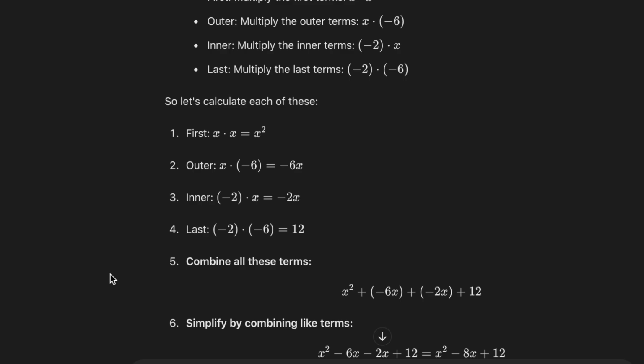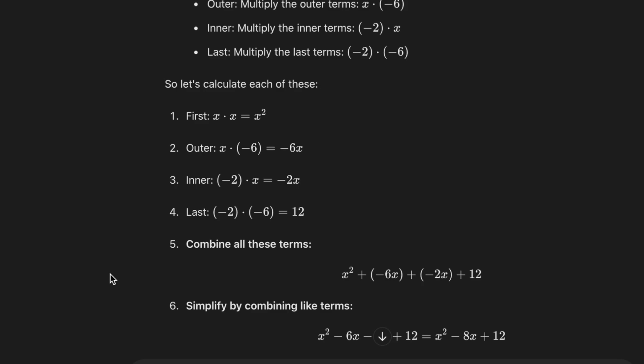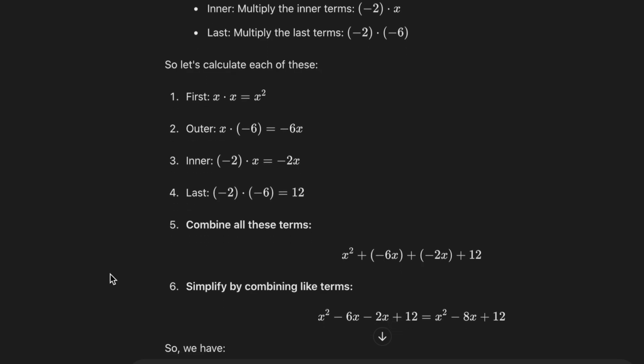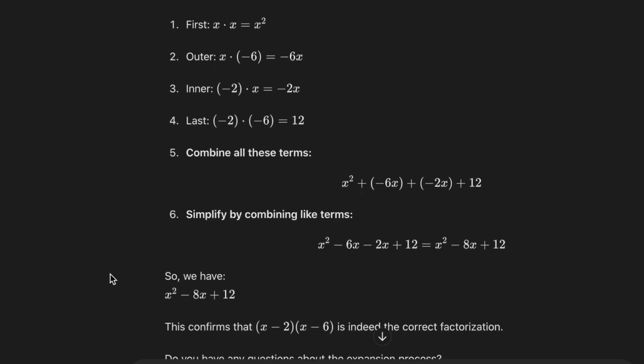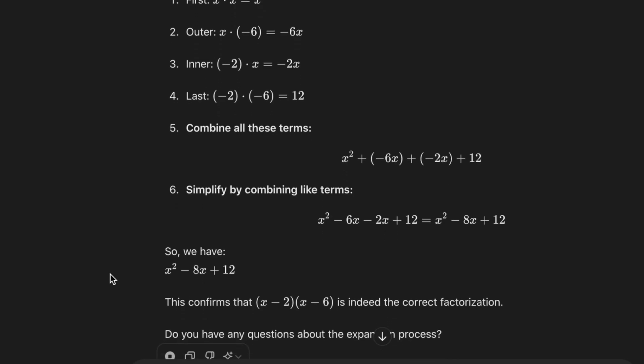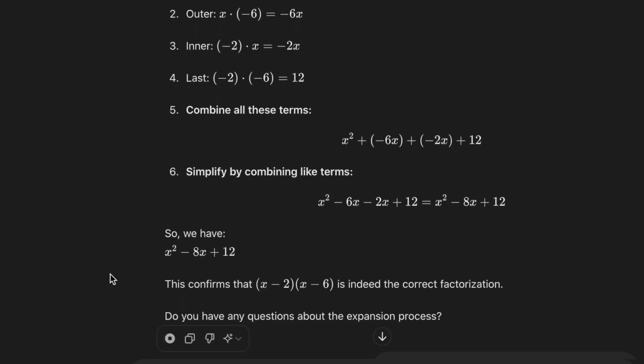3. Inner, negative 2 times x equals negative 2x. 4. Last, negative 2 times negative 6 equals 12. 2. Combine all these terms: x squared minus 6x minus 2x plus 12. 3. Simplify by combining like terms. x squared minus 6x minus 2x plus 12 equals x squared minus 8x plus 12. So we have x squared minus 8x plus 12. This confirms that (x minus 2)(x minus 6) is indeed the correct factorization.